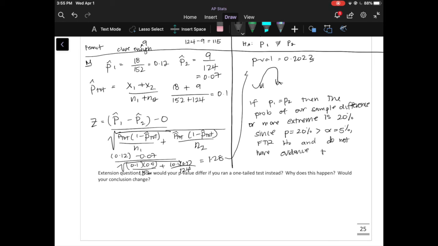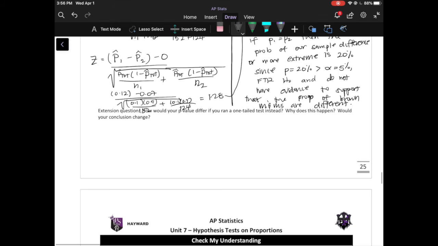evidence to support that the proportion of brown M&Ms are different. Okay, so we do not have evidence to support that the proportion of brown M&Ms are different, and this is because p is greater than alpha.